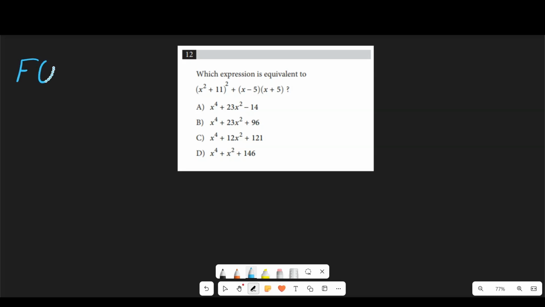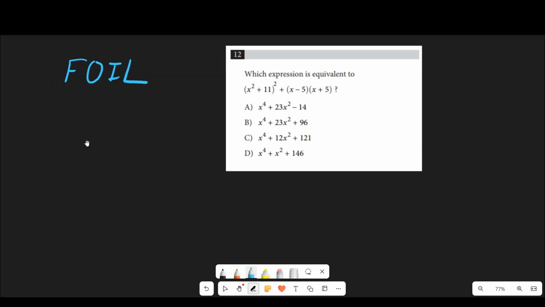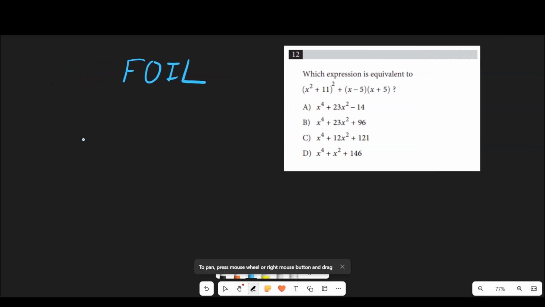difficult, but you need to understand the concept of foiling and be very meticulous when you expand these terms. First, let's go over real quick what I mean by foiling. Foiling is a way to expand any binomial term. Say you have the expression a plus b, and then you multiply it by a plus b by itself. These are what you call binomial terms.